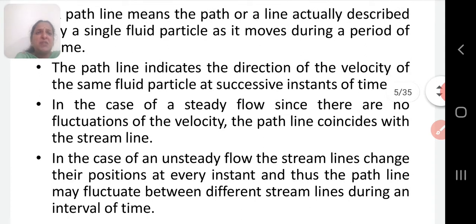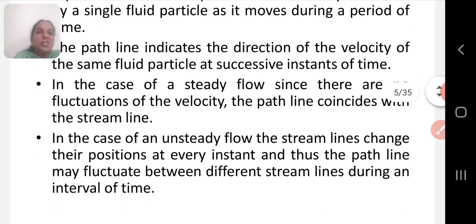In case of steady flow, as we know, the time is always constant, since there are no fluctuations of the velocity, so the path line coincides with the streamline. In steady flow, the path line and streamline are the same, because there will not be any change with respect to the velocity.